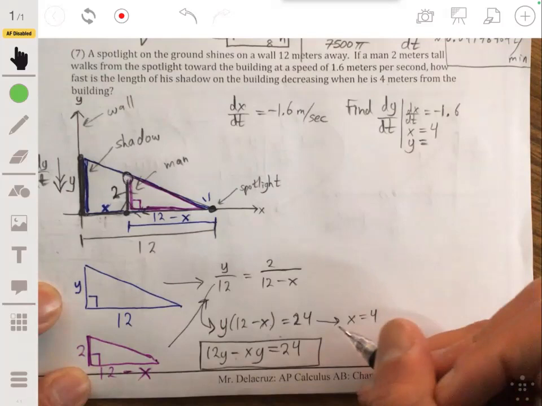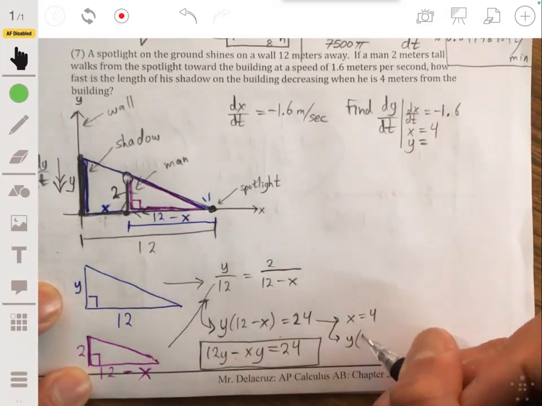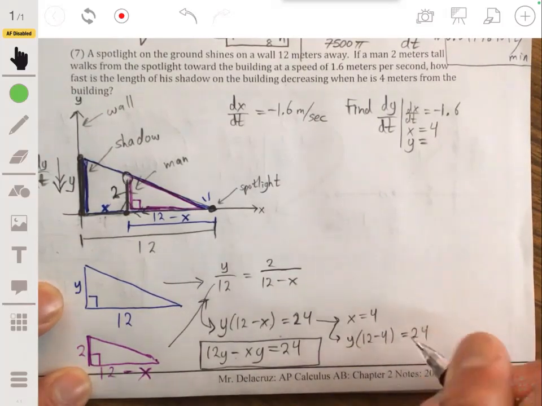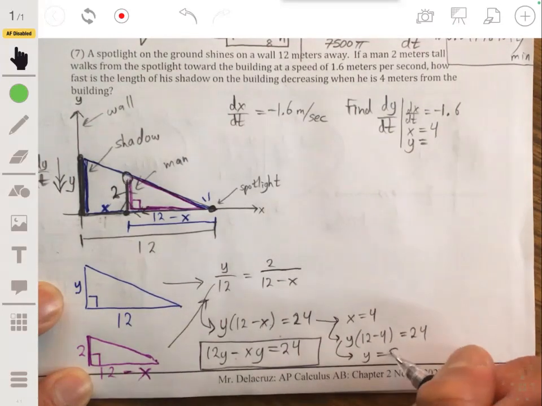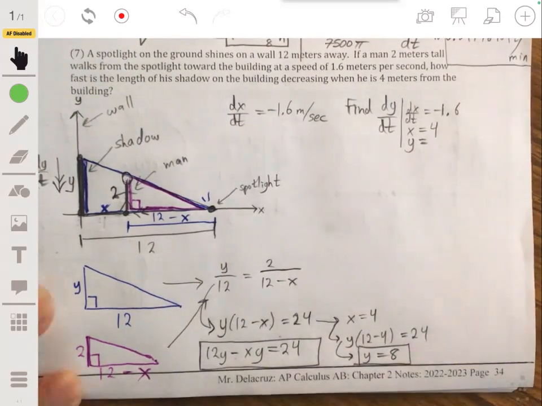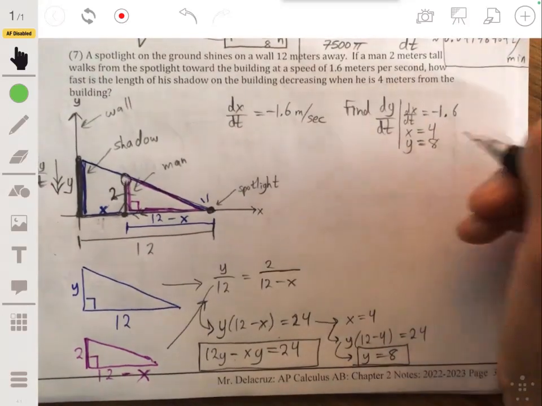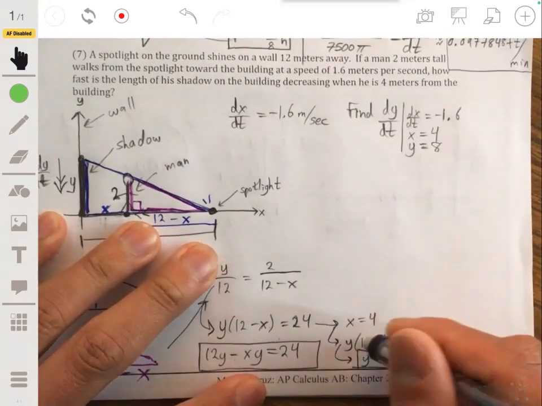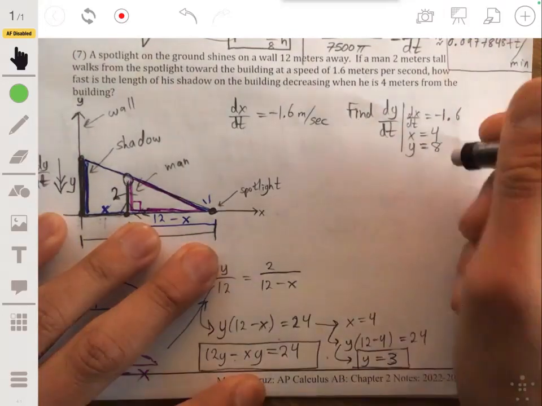Since y and x are related by this equation, when x is 4, we'll have that y times (12 minus 4) equals 24, or 8y equals 24, or just y equals 8. So now we know what y needs to be. Or sorry, no, y will be 3. 8y is 24, so y will be 3.